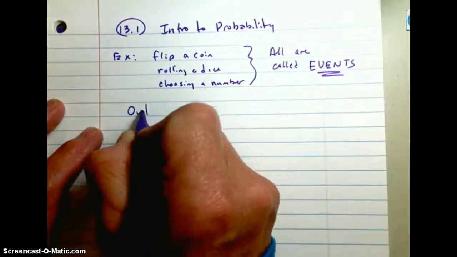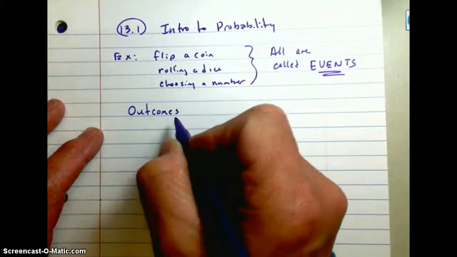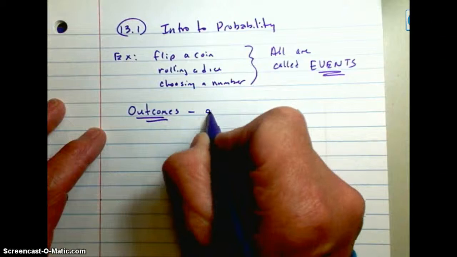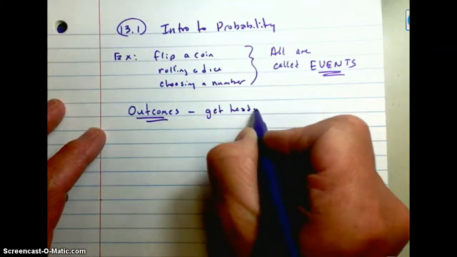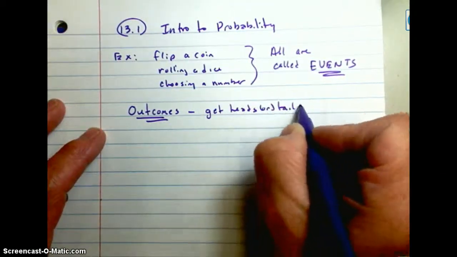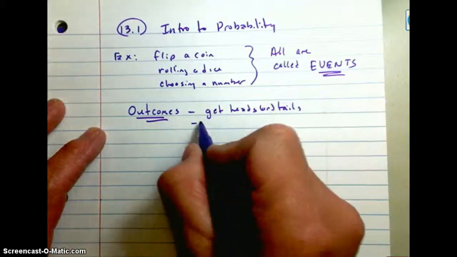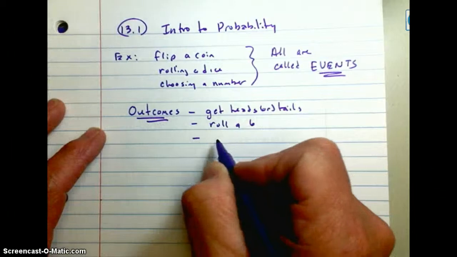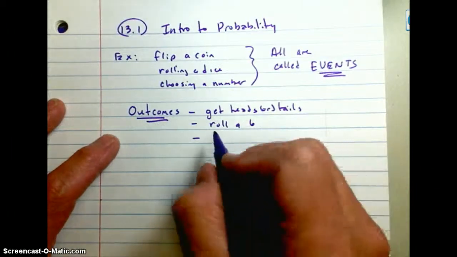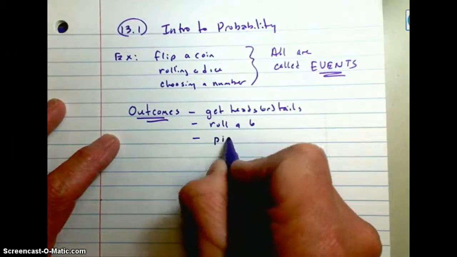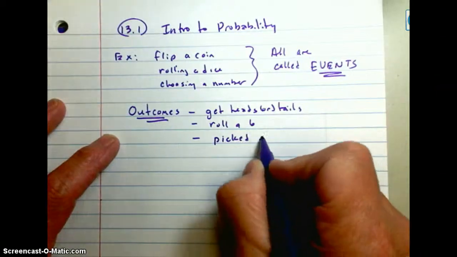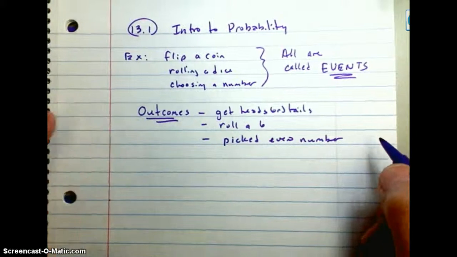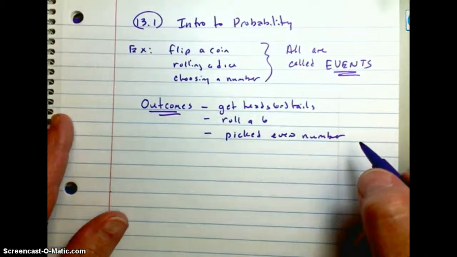Now, outcomes. An example of this would be if you flip a coin and you get heads or tails. Another outcome would be if you roll the dice, you'd roll a 6. If you choose a number, an outcome would be that you picked an even number. These might be possible outcomes, and there's hundreds and hundreds of different kinds of events and outcomes.